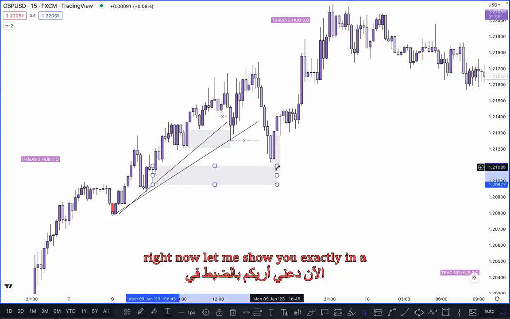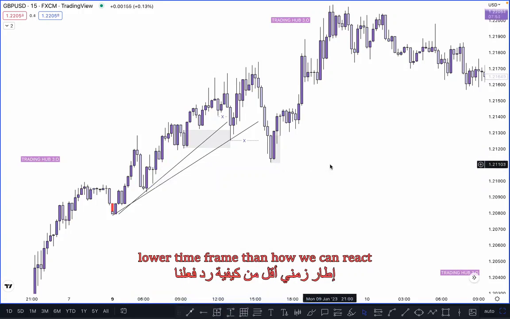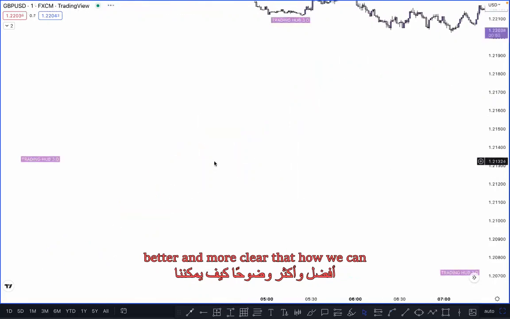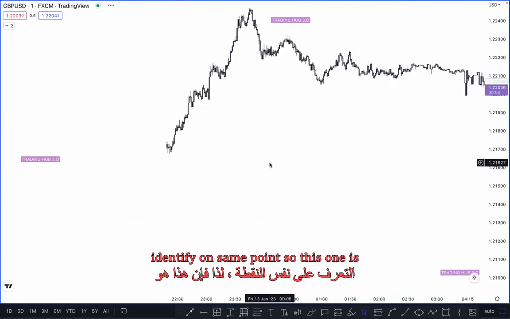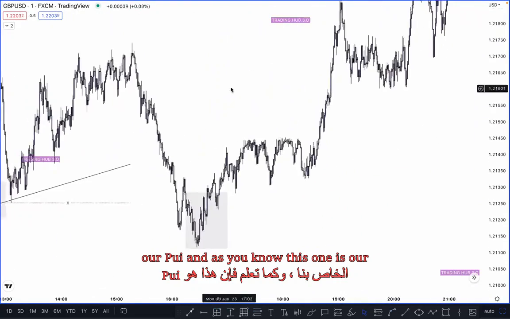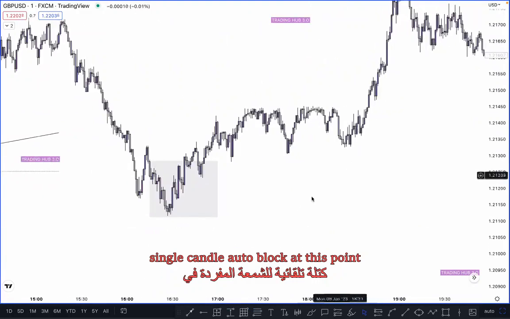Now let me show you exactly in a lower time frame how we can react and how we can take entry. Let's switch into the 1-minute chart, then you can see it better and more clearly how we can identify the same point. So this one is our POI. As you know, this one is our single candle order block at this point.